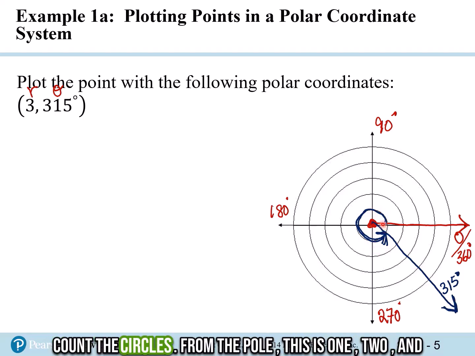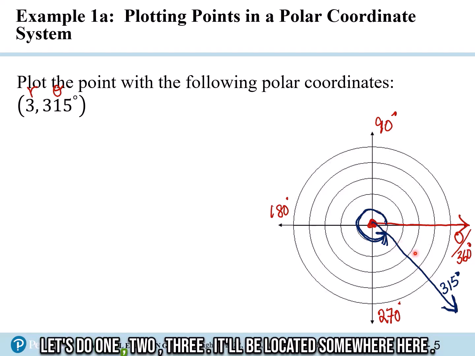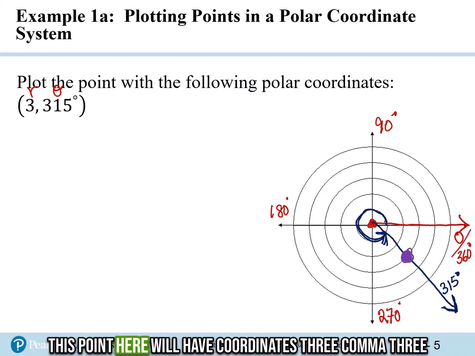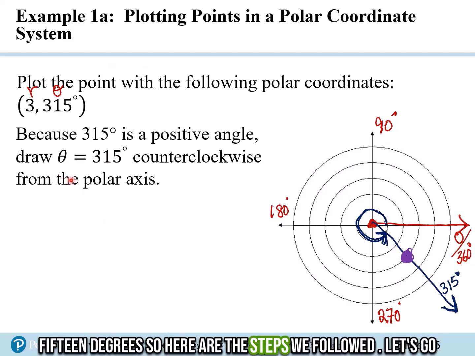Just count the circles. From the pole, this is 1, 2, and 3. The circles essentially give us a grid to locate R. So let's do 1, 2, 3. It'll be located somewhere here. Let's mark that point. So this is where it'll be located. So this point here will have coordinates 3, 315 degrees.